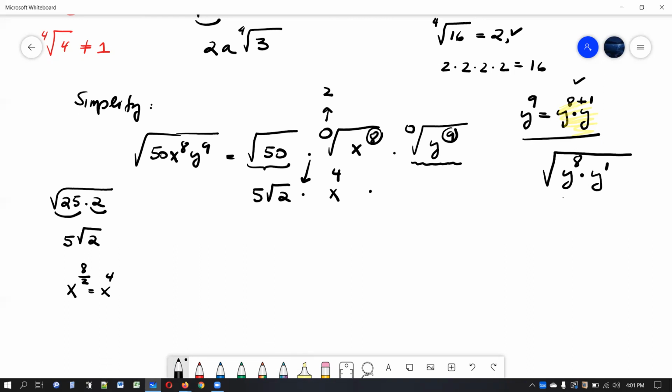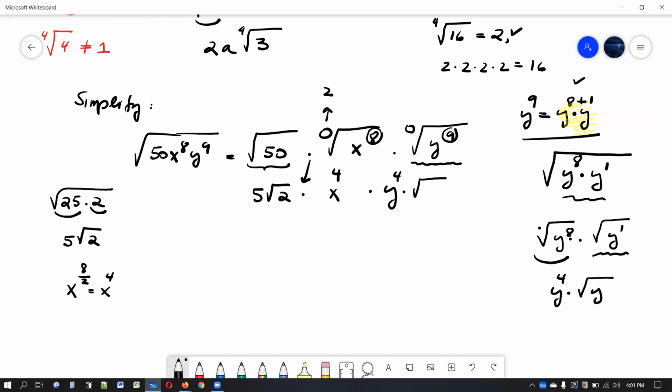Now, once I break these two, I can simplify this the same way I simplified x to the 8. The 8 gets divided by 2, and I end up with y to the 4. And this is my leftover. I cannot simplify this further. So here I will write y to the 4, y. And my final answer is this. I'm just going to have to rewrite it in the proper format.